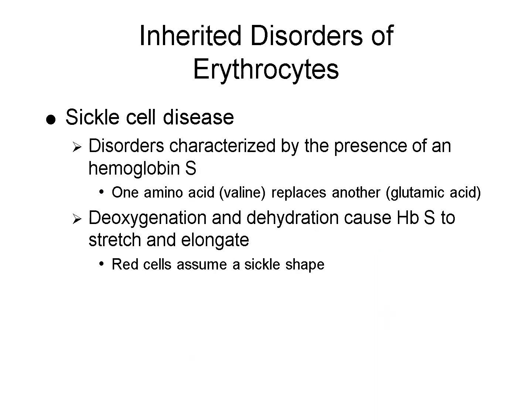Sickle cell disease is an inherited blood disorder characterized by the presence of hemoglobin S. This abnormal hemoglobin is formed when valine replaces glutamic acid on the beta-globin chain. Under conditions of low oxygen or dehydration, red cells containing HbS become rigid and assume a sickle shape. These distorted cells can obstruct blood vessels and lead to serious complications.